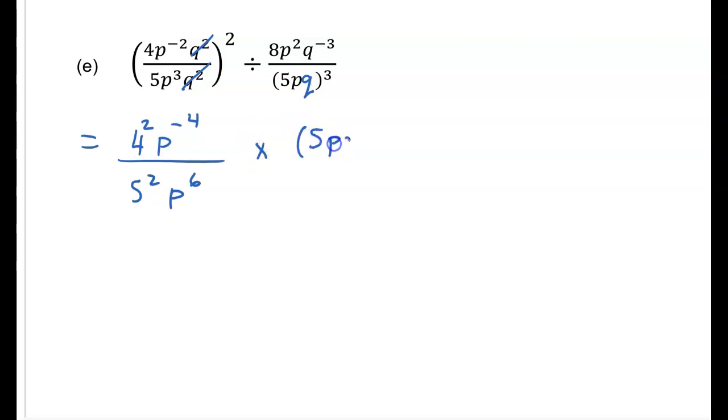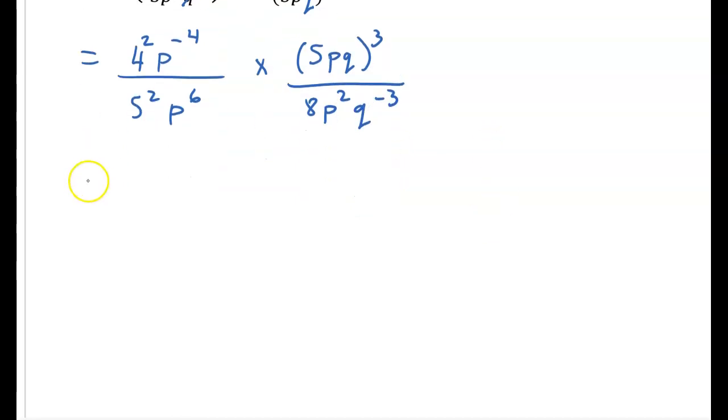With this next one, we start by removing the bracket, although we could cancel the q squareds very quickly there. So I'd write that as 4 squared p to the negative 4, and this is 5 squared p to the power of 6. Now when we divide, we should be inverting and multiplying, and we're missing a q here, I'm not sure why. So I would start with that. Just do your invert and multiply. You could do the bracket part first, up to you, but don't try and do both.